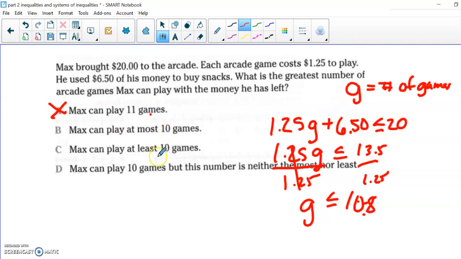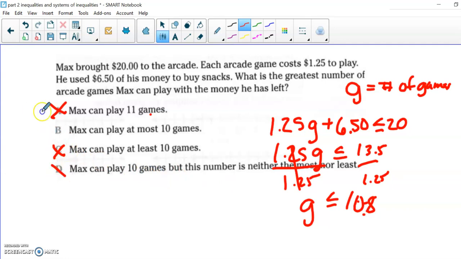At least 10 games, nope. At least means he can play 10, 11, 12. He doesn't have enough money for that. And Max can play 10 games, but this number is neither the most nor the least. He can play less than 10 games. He can come home with some money, so that's okay.